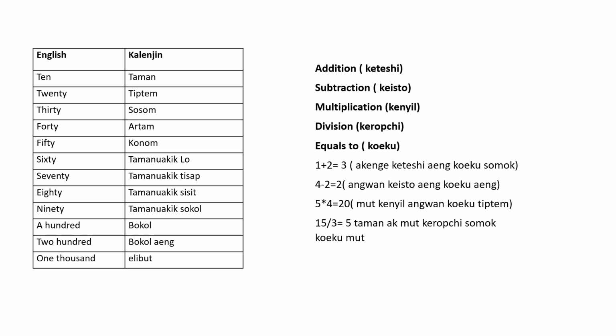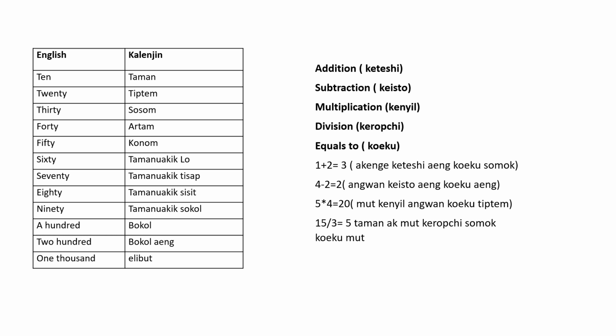So from there we now go to 100. 100 is pogol. So from there, if it is 200, you just say pogol aeng. Aeng here is 2. So it is 200. 500 will be pogol mood. Mood is 5. So 500 is pogol mood. Up until 900, which is pogol sogol. And then from there, we go to 1000.